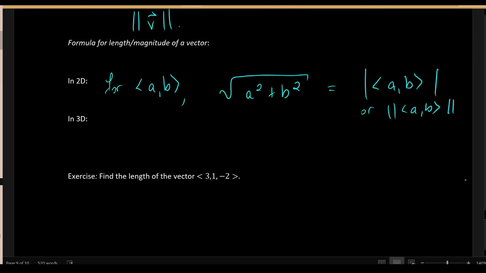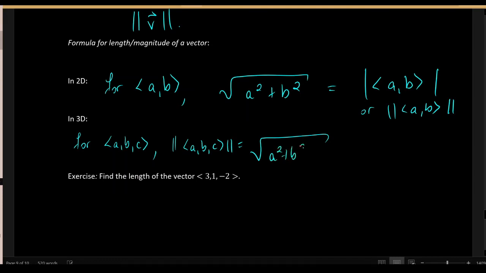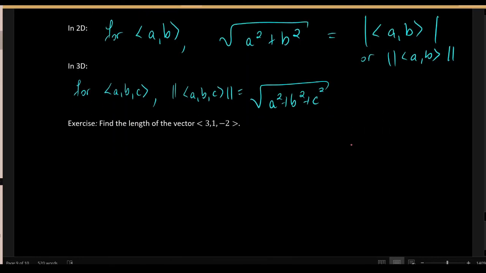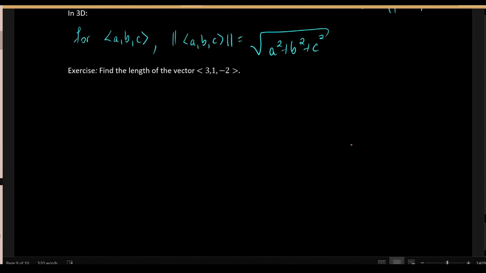Similarly, we saw that for 3-dimensional vectors, so let's say <a, b, c>, the length of that vector could similarly be found by adding together a squared, b squared, and c squared, and then taking the square root of the result. That was just a result of the 3-dimensional distance formula. As a quick example, let's find the length of the vector <3, 1, -2>.